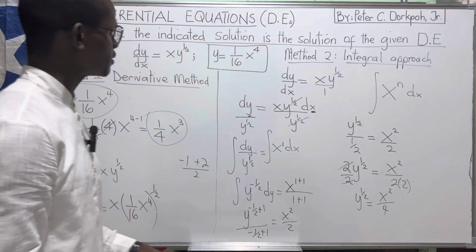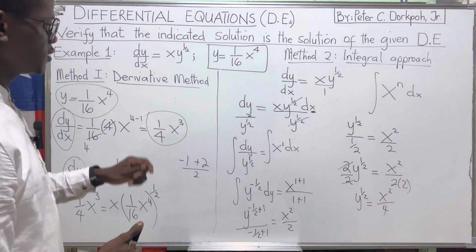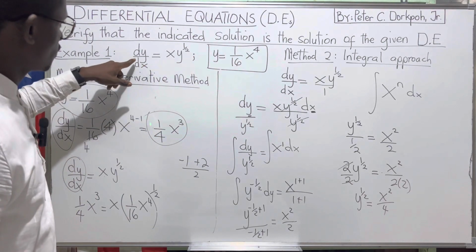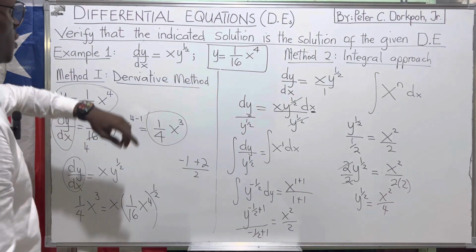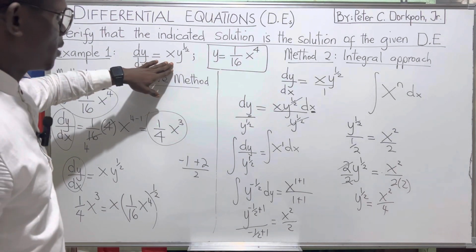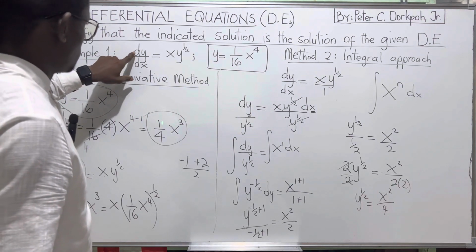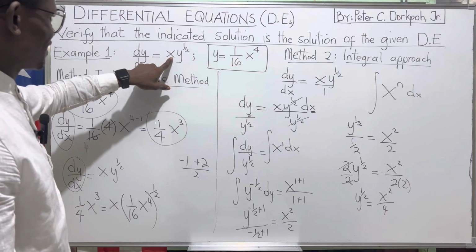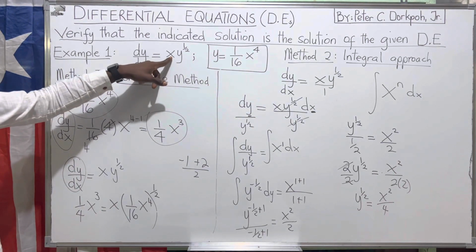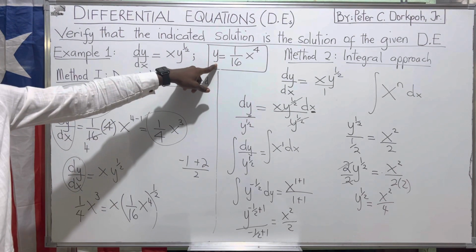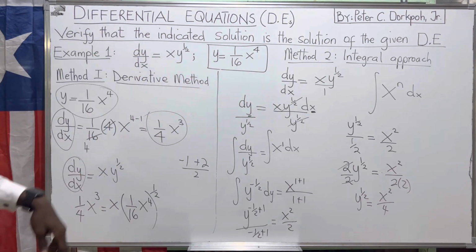Now, what was the equation that was given to us? What was the equation? We have dy by dx equals x y to the power half. Then the function that was given to us now is just 1 over 16. So we should now be having, okay, so we just simplify that expression.